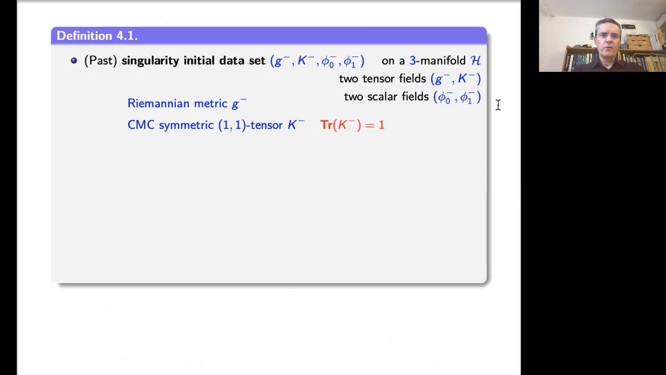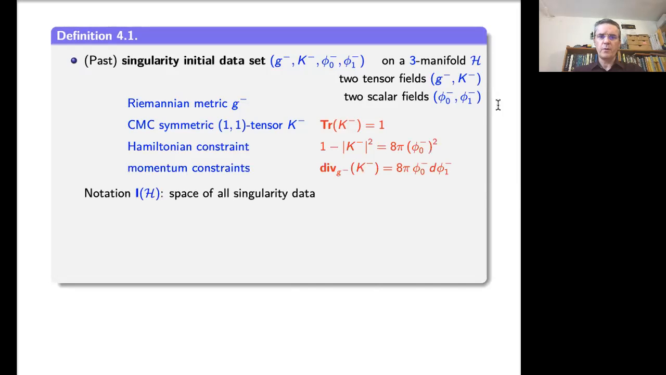We are going to call a singularity initial data set, and we can specify past set if necessary, on a 3-manifold, two tensor fields denoted by g minus and k minus, and two scalar fields, phi 0 minus and phi 1 minus, and these fields are assumed to be as follows. g minus is a Riemannian metric, k minus is a (1,1) tensor, symmetric, with unit trace. So CMC, which is behind our construction, implies precisely that the trace is 1. This is one of our constraints.